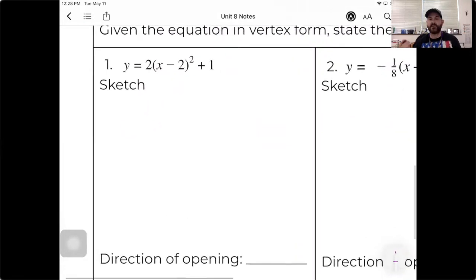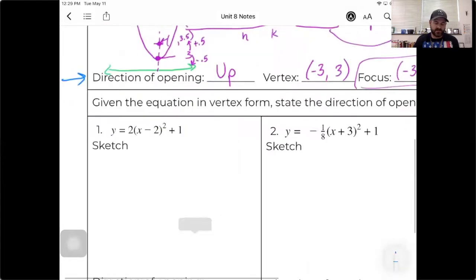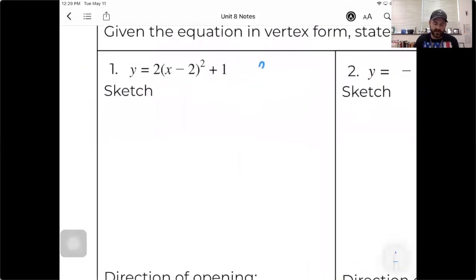All right, I've got another function here. I've got y equals 2 parentheses x minus 2 squared plus 1. So we're going to make a sketch as we go. The first thing you need to do is kind of follow the same order of steps here. We want to find out the direction of opening. All right, so what I like to do, even before I do this, is to make a list of my a value, my h, k value, okay?